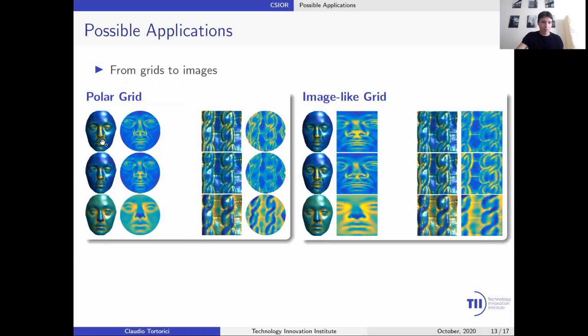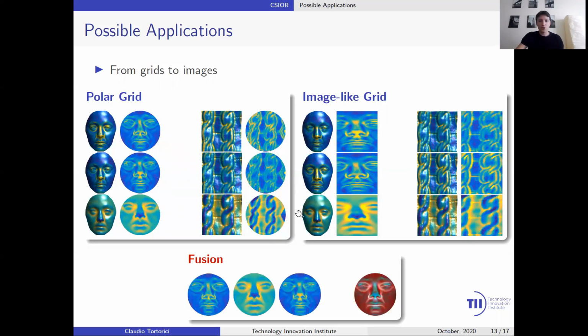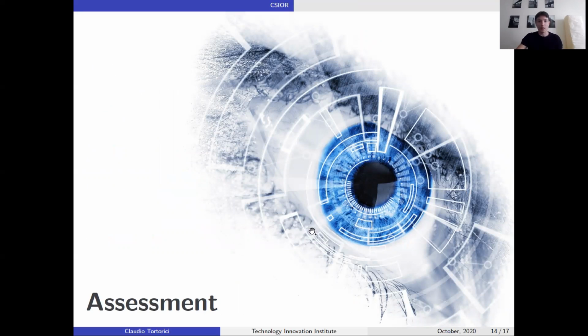So as you can see, from the mesh manifold that you see here on the left, we can extract some geometric information from the mesh. In this case, we have 3 different curvatures. And in the case of the polar grid, we can use a simple polar to Cartesian transformation to generate an image that carries the 3D information that we extracted directly on the mesh. Instead, for the image-like grid, we don't even need any kind of transformation. It is already an image-like grid, like the grid of pixels of the image. Also, we can combine 3 different descriptors in an RGB image that carries all the geometric information that we desire to export to the 2D domain. But let's go to the assessment of our algorithm.